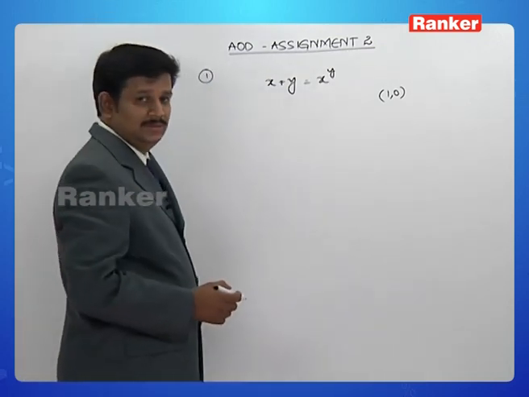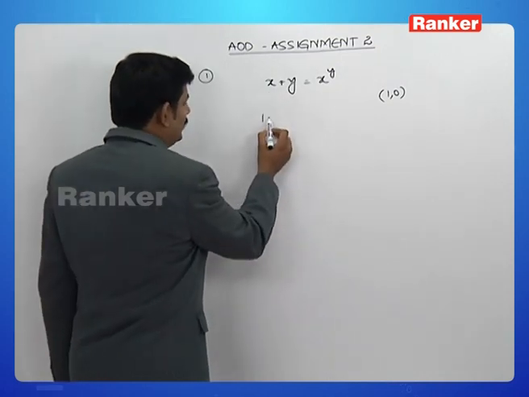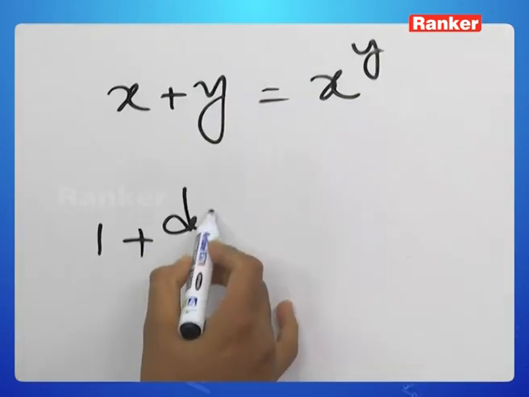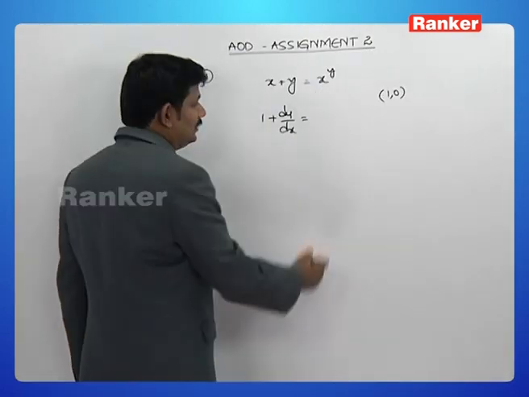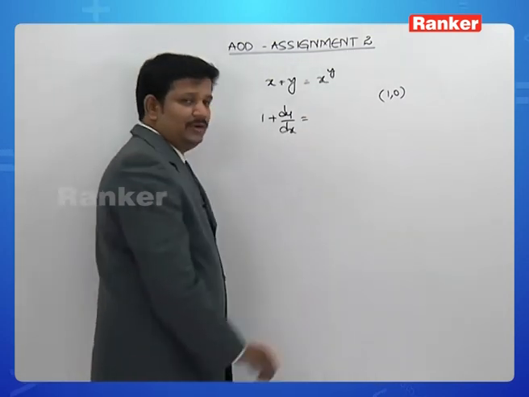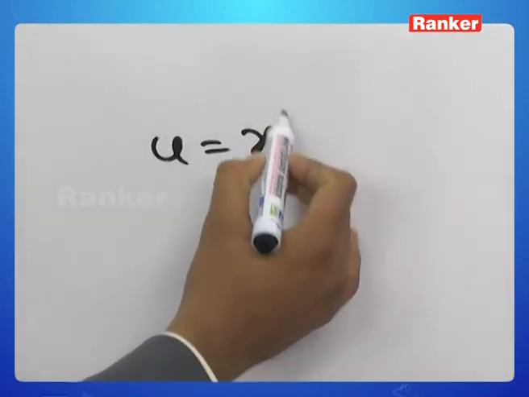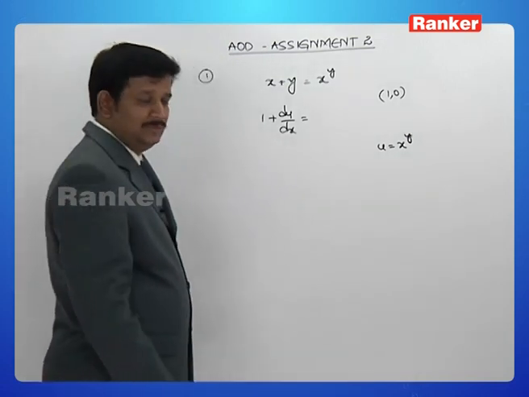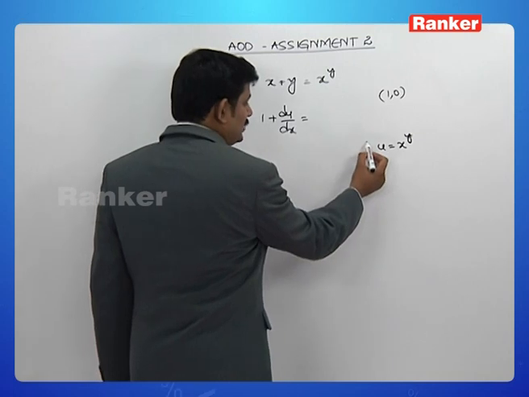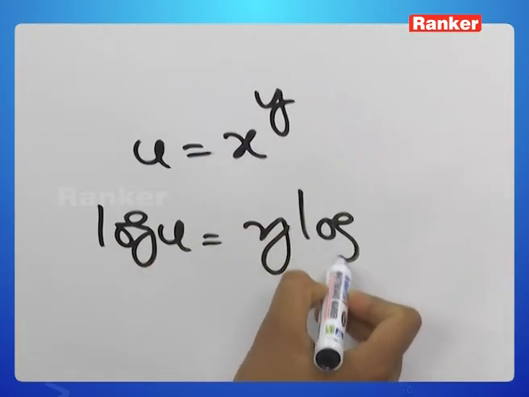For that, let us find dy by dx. Differentiate with respect to x: the derivative of x is 1, the derivative of y is dy by dx, and we need to find the derivative of x power y. Let me call x power y as some u. We need to find du by dx. For that, let us take log on both sides. Log u is equal to y log x.